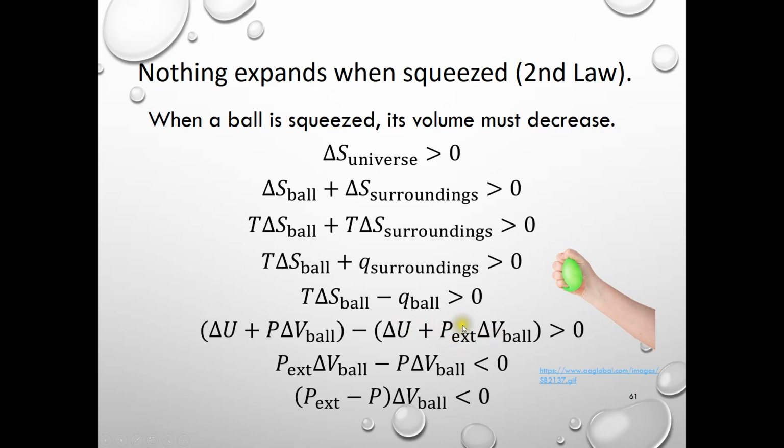This is external pressure. Delta U and delta U cancel. So the change in internal energy here and here, they completely cancel. We have a simpler inequality here. And we combine this delta V, this is a common factor here, and we have P external minus P times delta V should be negative.